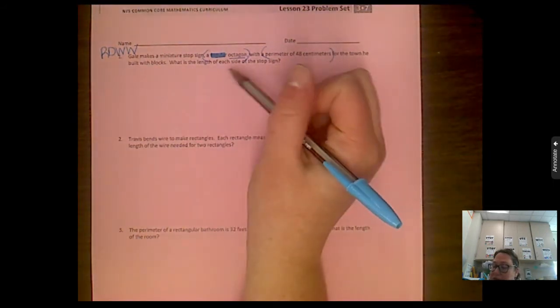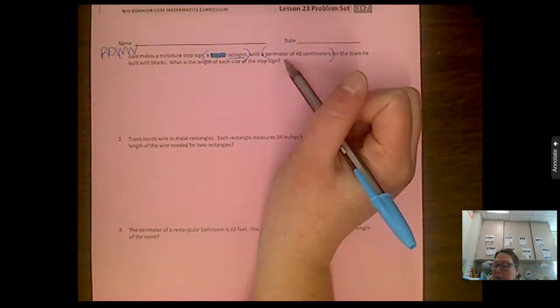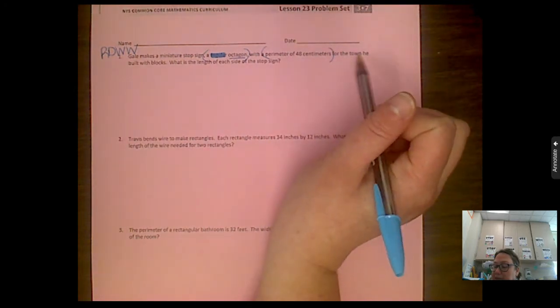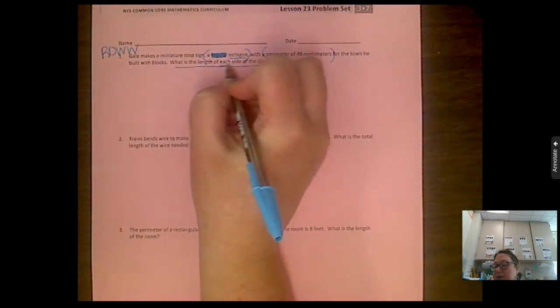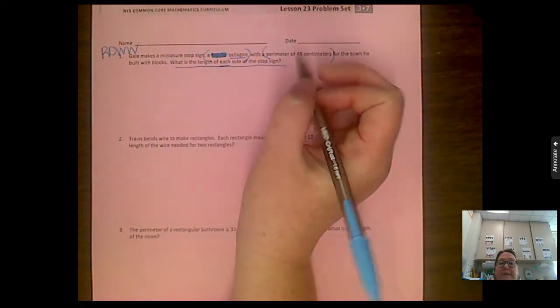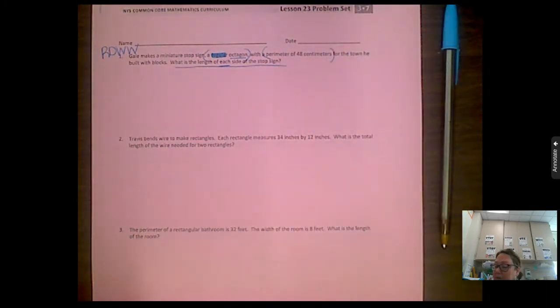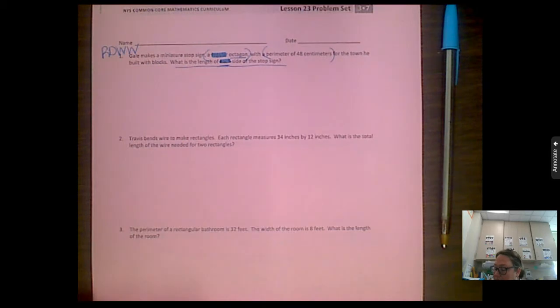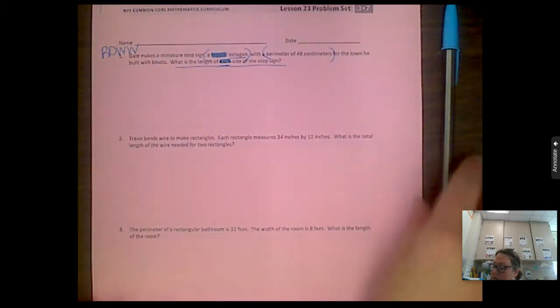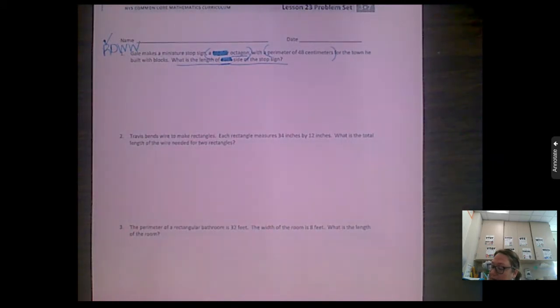So he makes a miniature stop sign, a regular octagon with a perimeter of 48 centimeters for the town he built with blocks. What is the length of each side of the stop sign? So there's that clue word each. Each tells us that we're going to multiply or divide, right? So we can highlight that word each. Okay. And I can check that off. All right. In this case, we know that each tells us that we're going to multiply or divide.